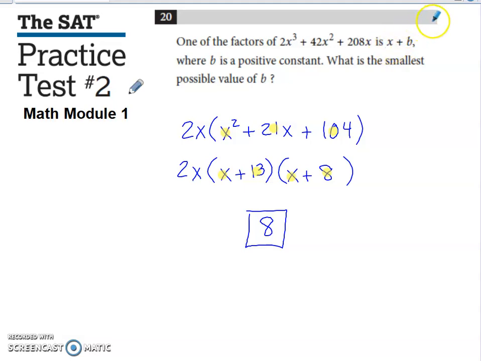It says x plus b is a factor, b is a positive constant. What is the smallest possible value of b? Well, there are two positive values of b, 13 and 8. Obviously, the smallest of those is 8.